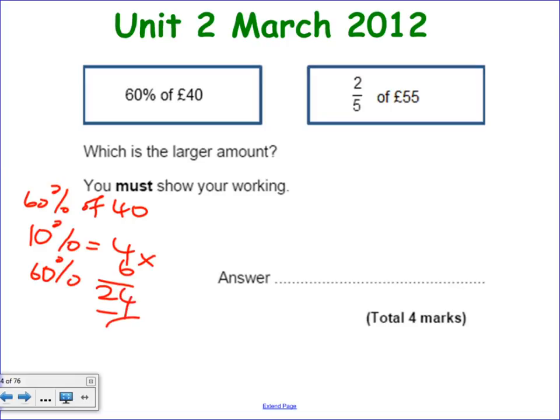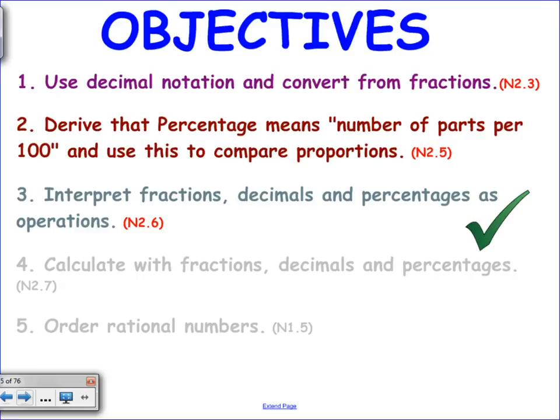So I've got £24 from that one, and then 2/5 of 55. 5's into 55, so our technique here is to divide that by 5. I warned you about this when we were doing it last week. Always look to see if that goes in there, and it goes 11 times quite neatly. Multiply it by the 2 is £22. So which is the larger amount? 60%. Yeah? And that's what you'd write on the answer line. Good. So that's interpreting fractions, decimals and percentages.